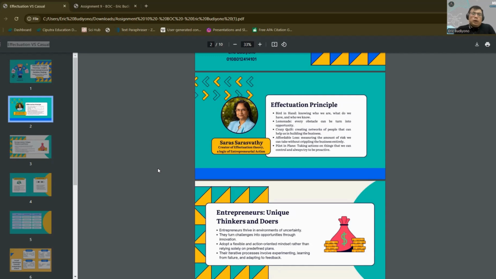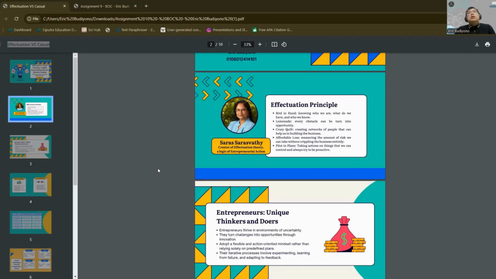Crazy quilt is the third principle. It is basically the way that we create a network with other people to help in our business, to help build our business. So basically, we're creating this pre-commitment with other stakeholders to help build our business.